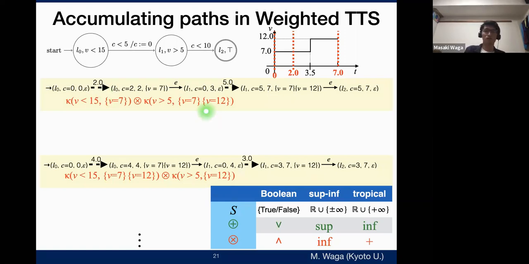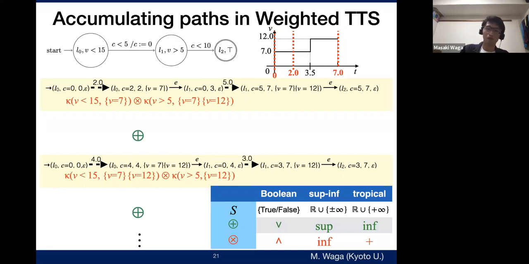But in order to accumulate these possible values over each path, for example, this value and this value, and similarly many other values, we use the ⊕ ("oplus") operator of the Semiring, which in the Boolean setting is disjunction. And for the supremum Semiring, it is supremum. And for other Semirings, it can be something else. But this is how we assign one value for the given signal and the timed symbolic weighted automaton.